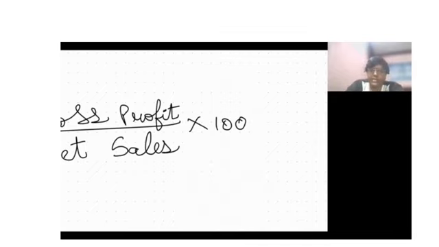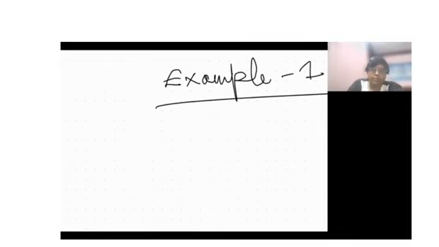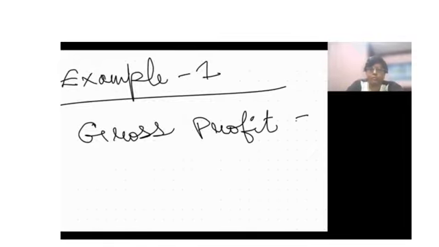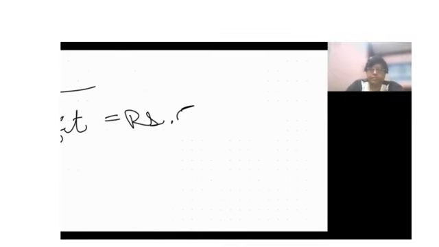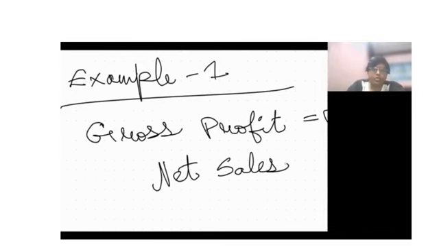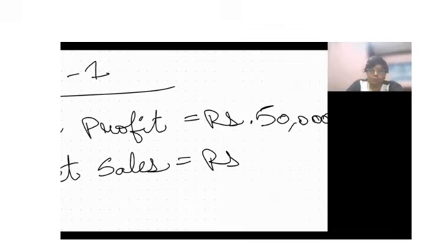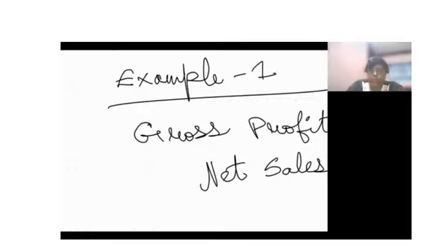Now we will see example 1. Gross profit equals rupees 50,000 and net sales equal rupees 2 lakhs. Now, find out the gross profit ratio.